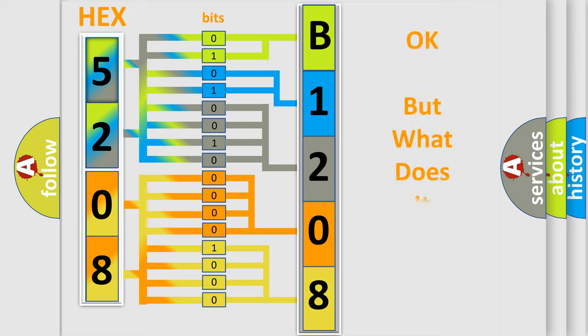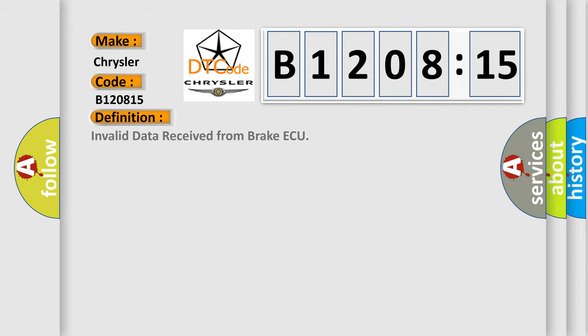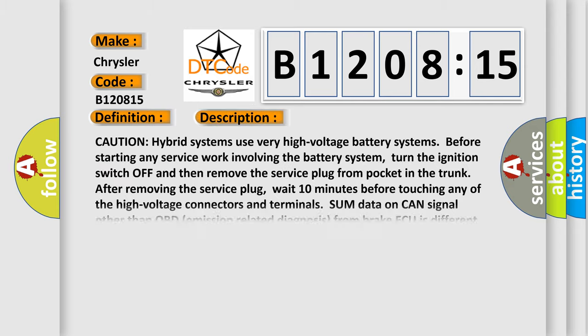The number itself does not make sense to us if we cannot assign information about what it actually expresses. So, what does the Diagnostic Trouble Code B1208-15 interpret specifically for Chrysler car manufacturers? The basic definition is invalid data received from brake AQ. And now this is a short description of this DTC code.